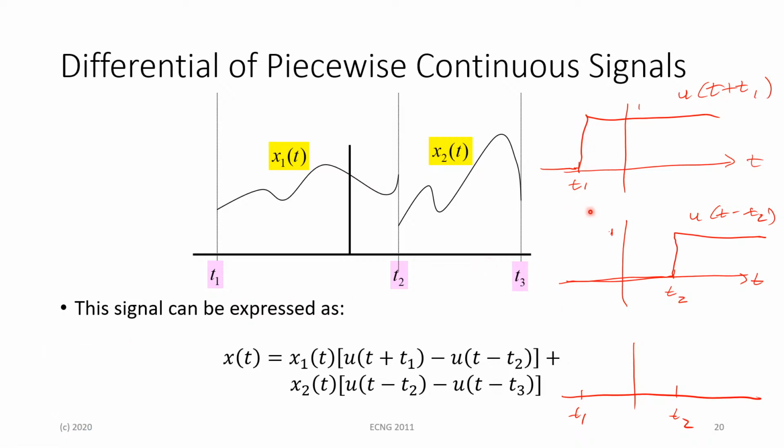So before t1 here, if we watch our sketches, we basically know that here was 0, and here was 0, and here was 0. So the difference between those is just going to be 0. Now after t1, but before t2, the u of t plus t1 signal is 1. But our u of t minus t2 signal here is 0. So our result here is going to be 1 minus 0, which is going to be 1.